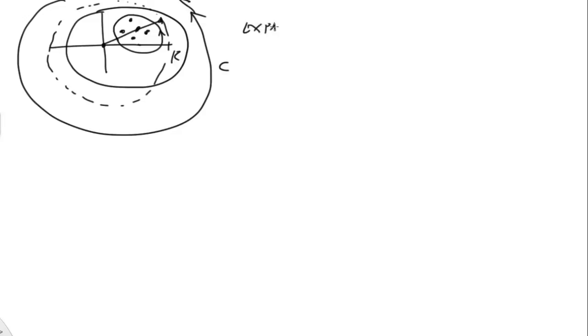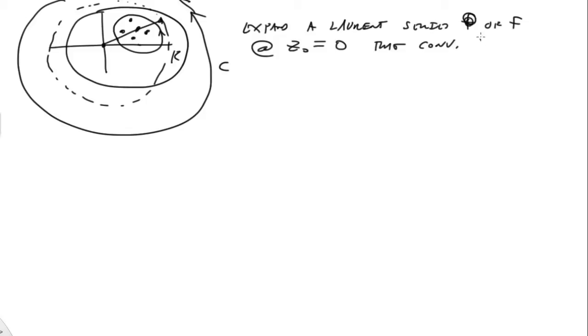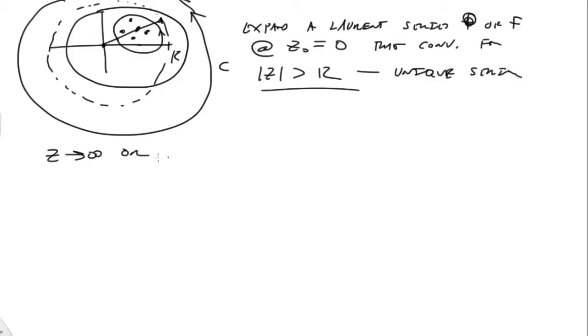So I can expand a Laurent series of f at z naught equals 0 that converges for |z| greater than r. Okay, so of course we have from our previous results that this is a unique series. And the idea here is that if we want to look at that point at infinity, we want to take z to infinity. Or what we can do, of course, is look at 1 over z, where z is near 0.